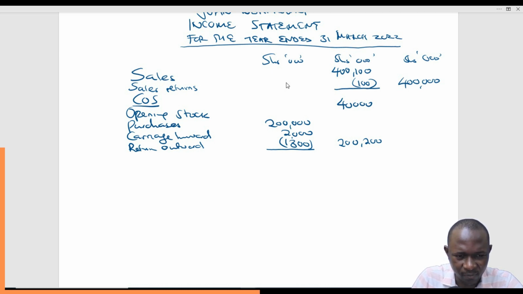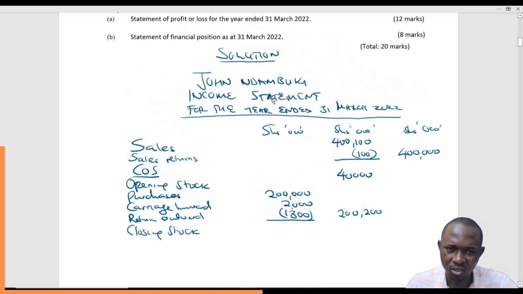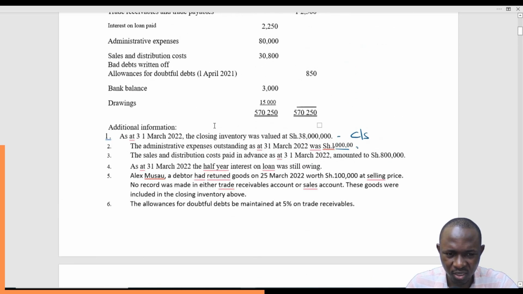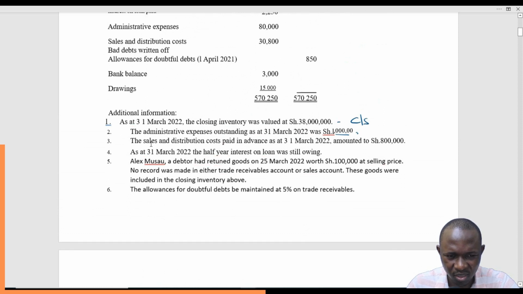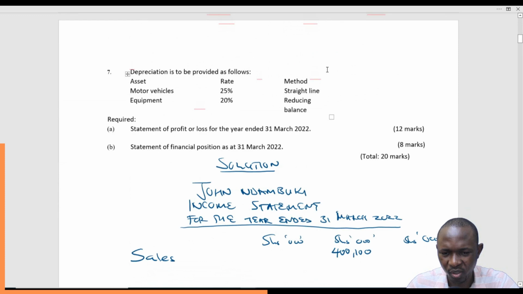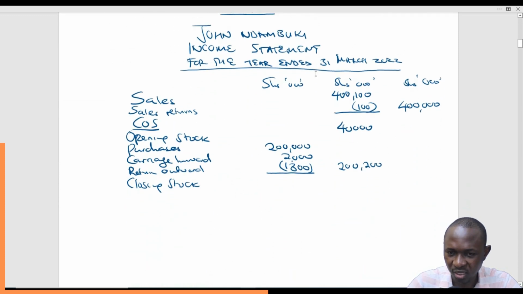And then we less now the closing stock. Now for the closing stock, the figure is normally not included in the total balance. So you simply come here to additional information, get the information here, and you can see 38 million. But remember, the zeros are restricted, so it's the equivalent of 38,000. We have restricted our zeros here.